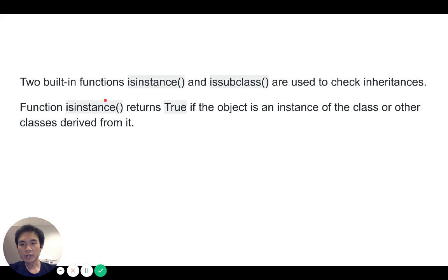The two built-in functions, isinstance and issubclass, are used to check inheritance. The function isinstance returns true if the object is an instance of the class or of another class derived from it.